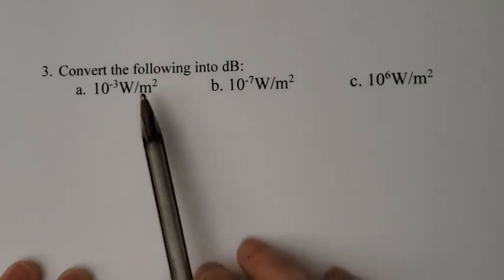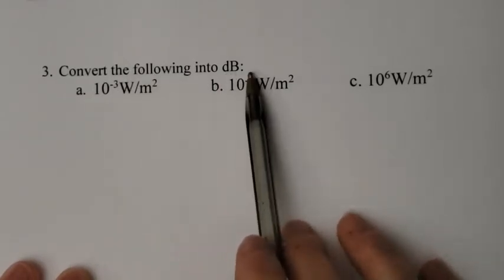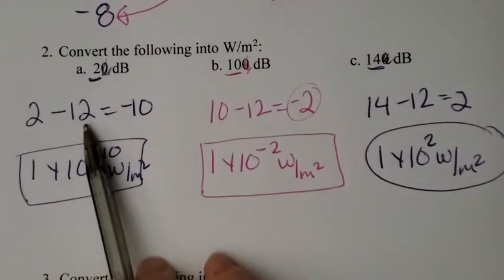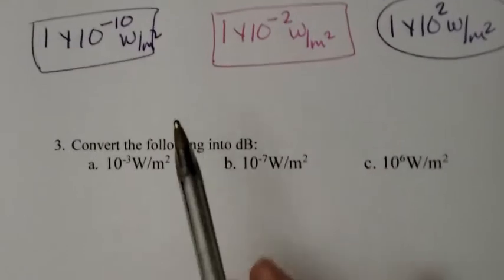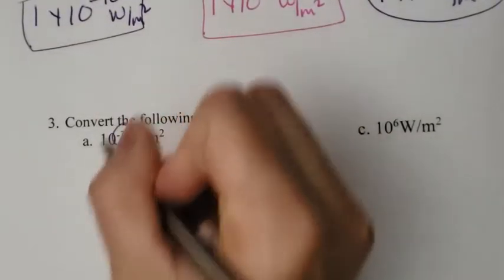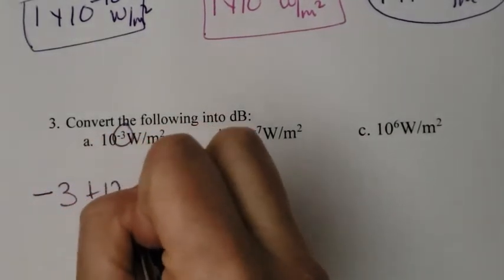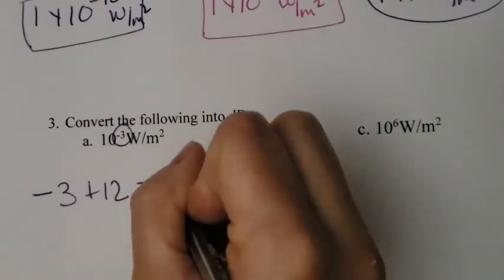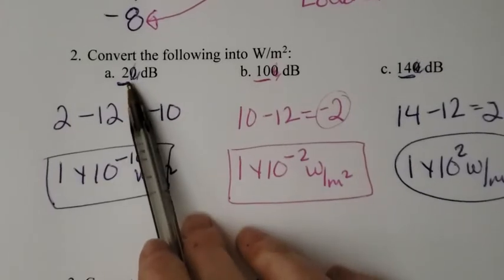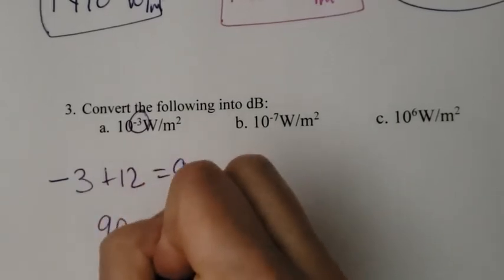Now we're going to try it the other way around. We're going to convert the following, which already start in watts per meter squared, into decibels. Before, we subtracted 12. Now we're going to add 12. So you take the exponent, in this case negative 3. Negative 3 plus 12 gives me 9. Remember before we ignored the back 0; we need to add that 0 back in. So 9 becomes 90 decibels.